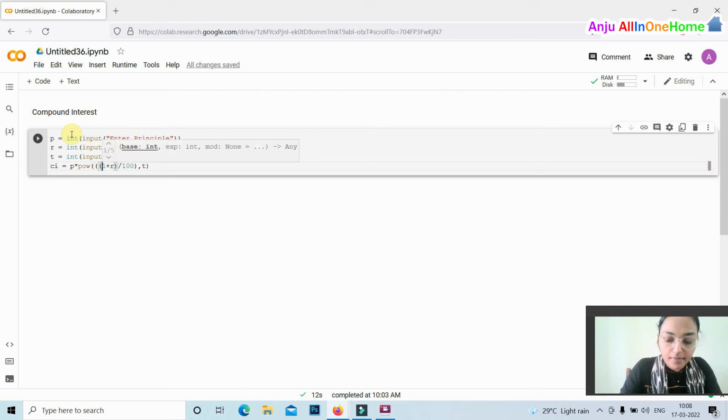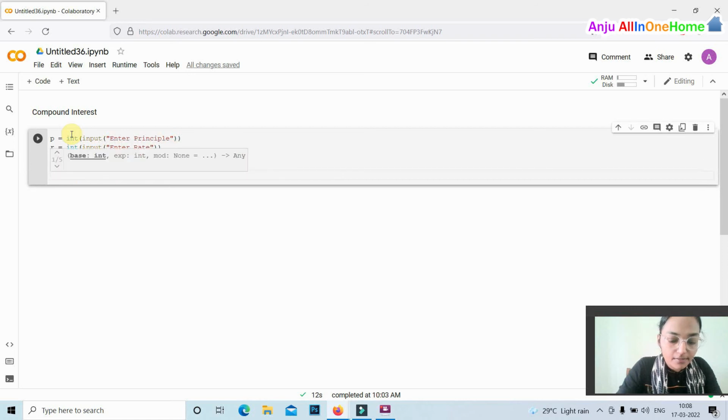Okay, then we are printing the compound interest value. Print compound interest comma ci.